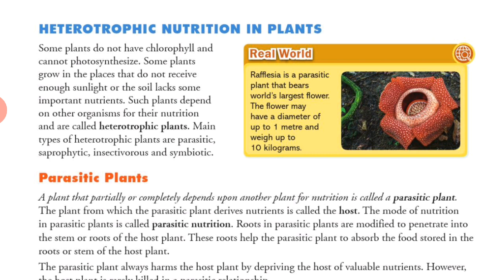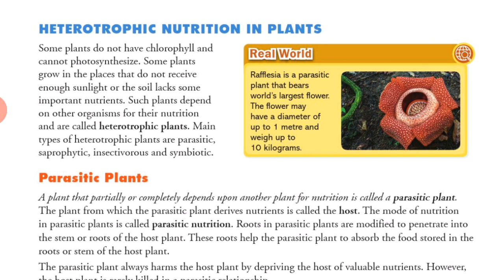Rafflesia is a parasitic plant that bears the world's largest flower. The amazing fact about this is it has a diameter of up to 1 meter and its weight is up to 10 kilograms. Very strange to know and interesting to know also. So keep this word in your mind, Rafflesia. Okay.